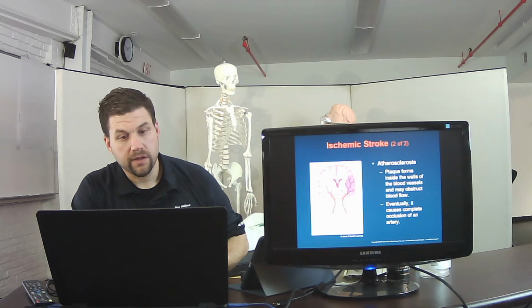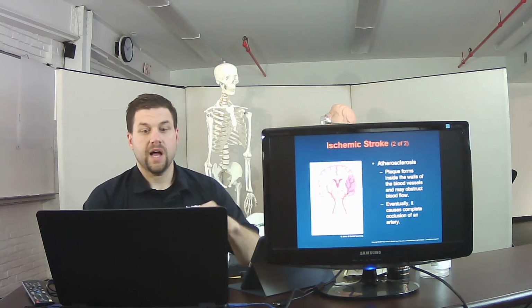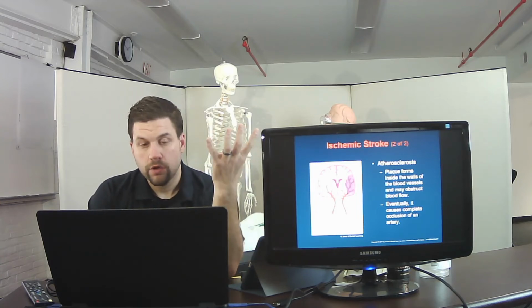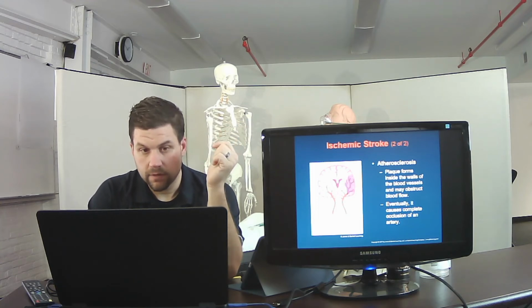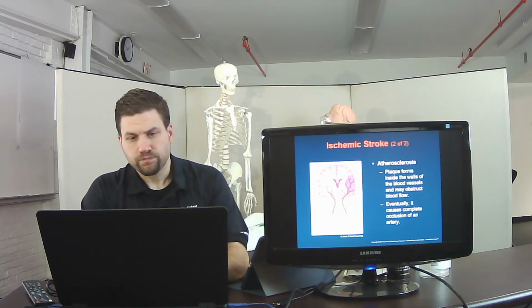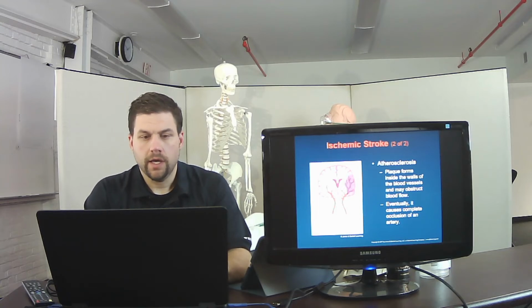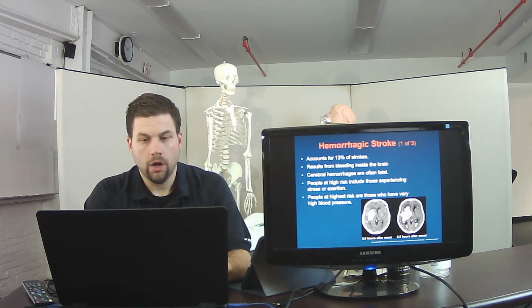So here we see a clot, and the clot is blocking blood flow to the left side of the brain, or at least it's left on my screen. And this is what it looks like on a CAT scan, right?